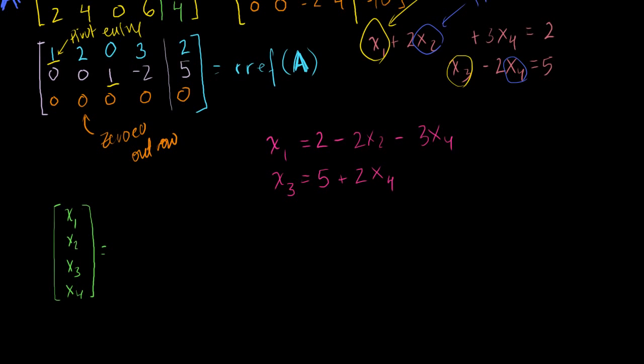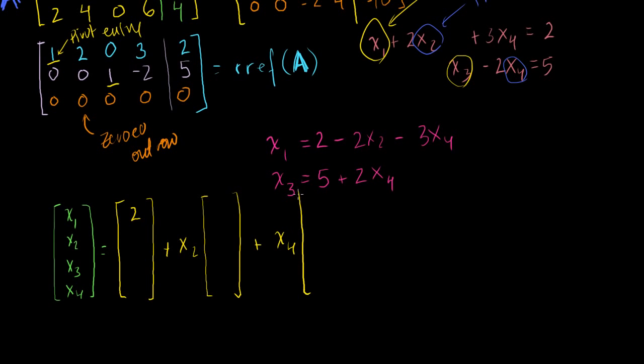Well, it's equal to, let me write it like this. I'm just essentially rewriting this solution set in vector form. So x1 is equal to 2, let me write a little column there, plus x2 times something, plus x4 times something. So x1 is equal to 2 minus 2 times x2, or plus x2 times minus 2. So I put a minus 2 there. And then I can say plus x4 times minus 3. So I can put a minus 3 there.